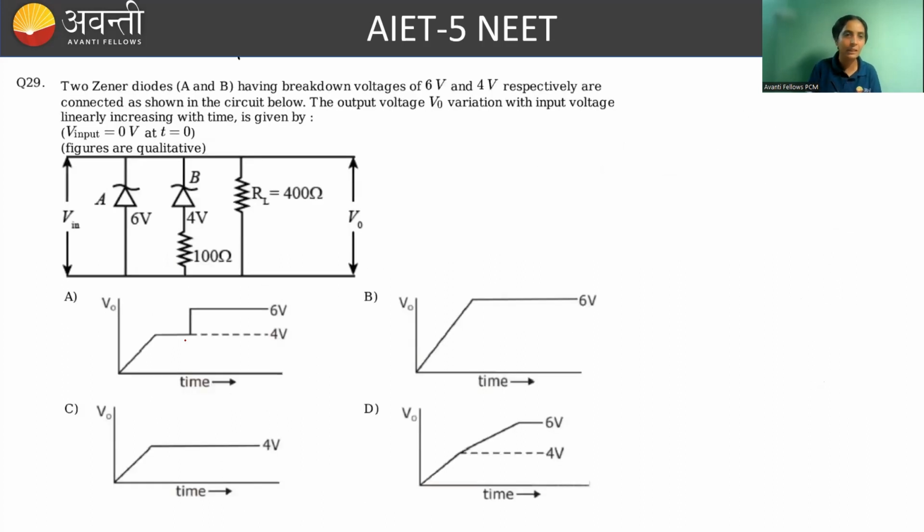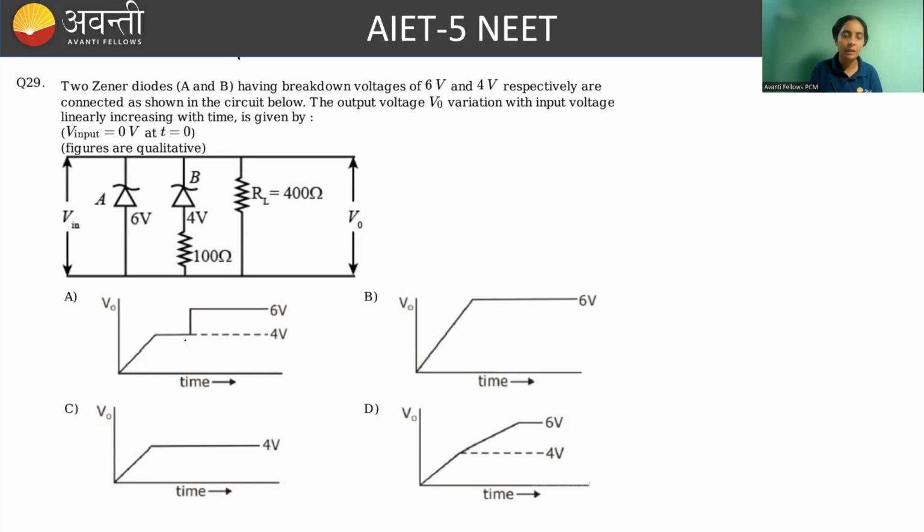Now this is a question of Zener diode. So two Zener diodes A and B. I guess I didn't teach this Zener diode, but I have discussed the breakdown thing. So it will be understandable, I guess. Two Zener diodes A and B having breakdown voltage 6 volt and 4 volt. Okay? And they are connected as shown in the circuit. Output voltage V naught variation with input voltage is best given by which graph?